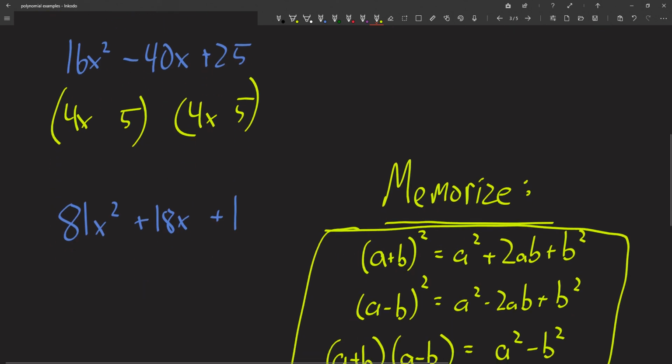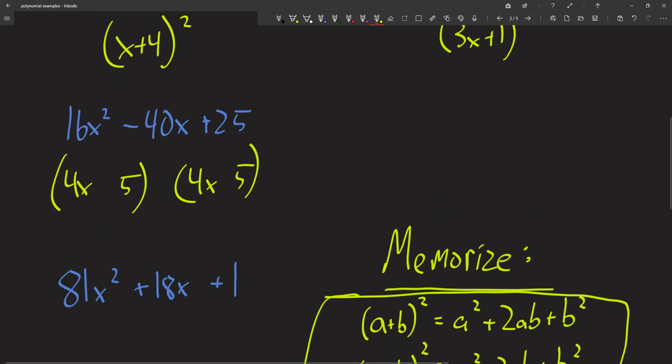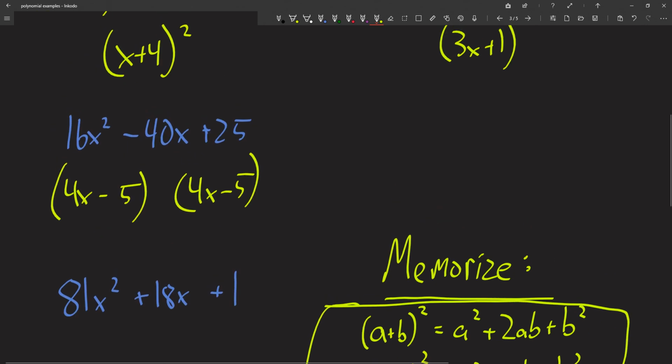In this example here, it is minus and minus. 4x minus 5 and 4x minus 5. 4x and 4x is 16x squared. That's good. Negative 5 and negative 5 is positive 25. That's good. And for our middle term, these two get me negative 20x, and these two get me negative 20x. Two negative 20s is a negative 40. So this is 4x minus 5 times itself, or we can write it like that.